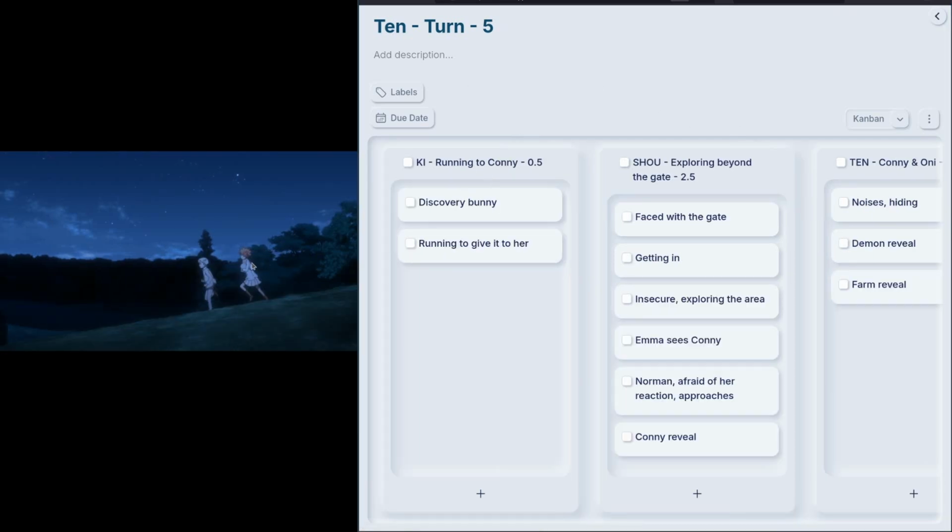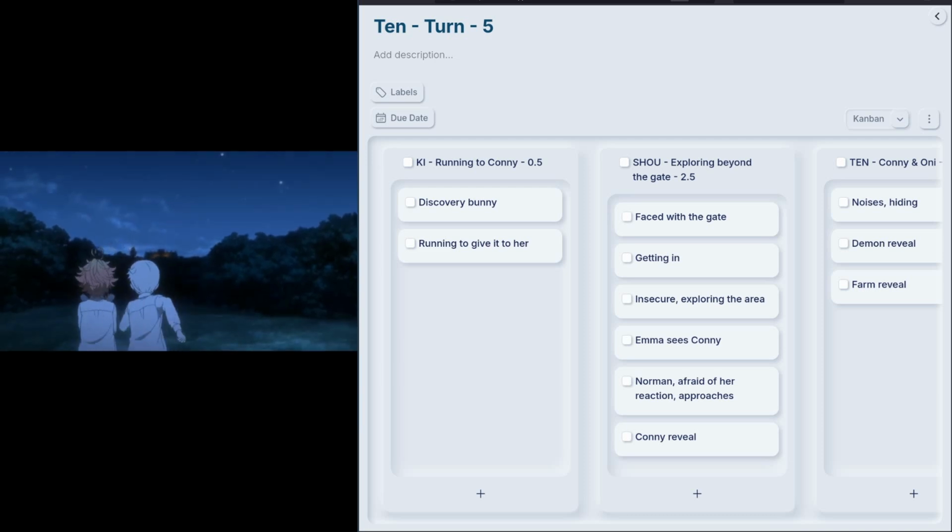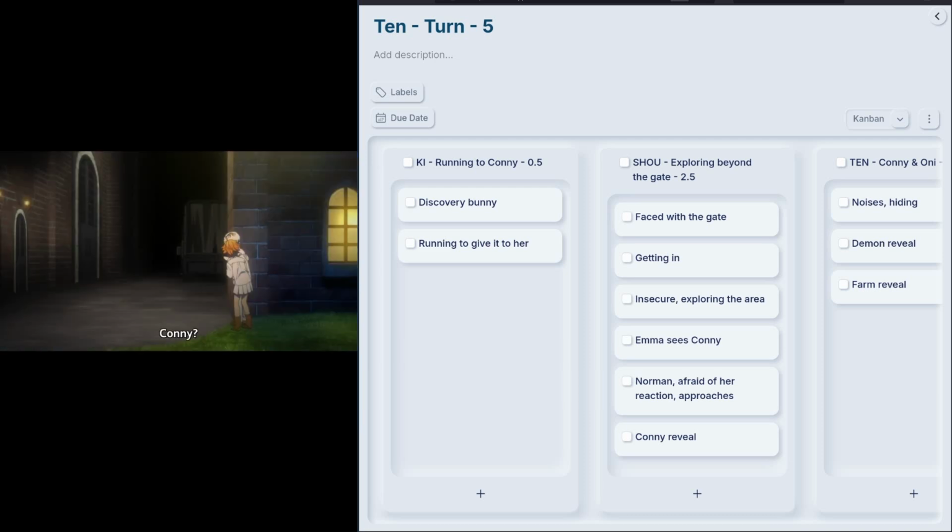Okay, so they're running out to give it to Connie. This is Ki. We're introduced to the setting. And then we are developing, okay? Developing means, remember, everything that there is to develop, not only the plot and the characters. Connie. But nonetheless, we get plot and character development. This is mostly what we get here.